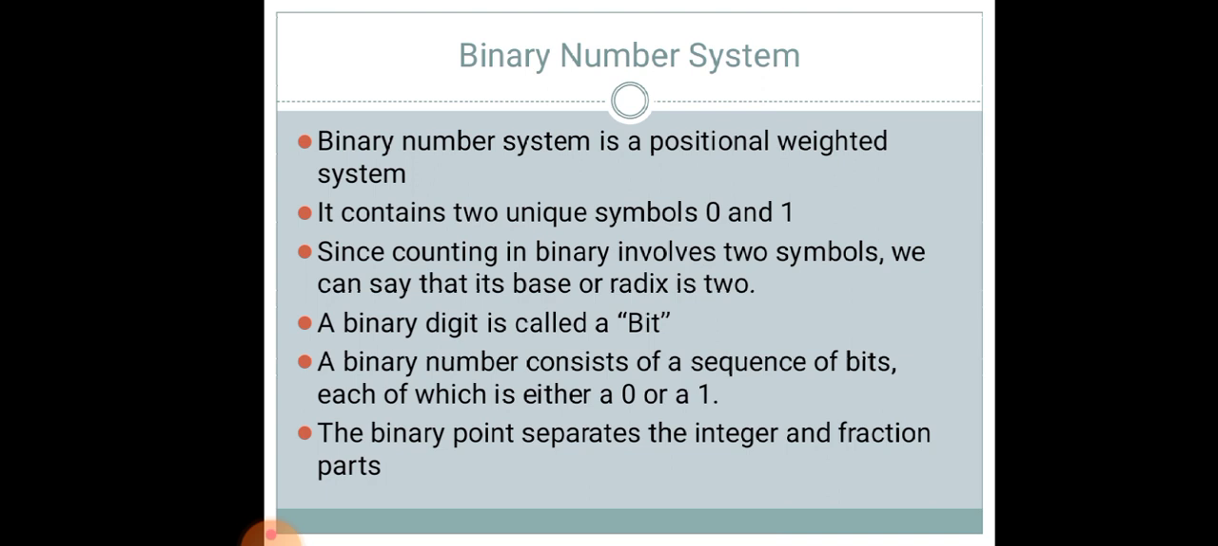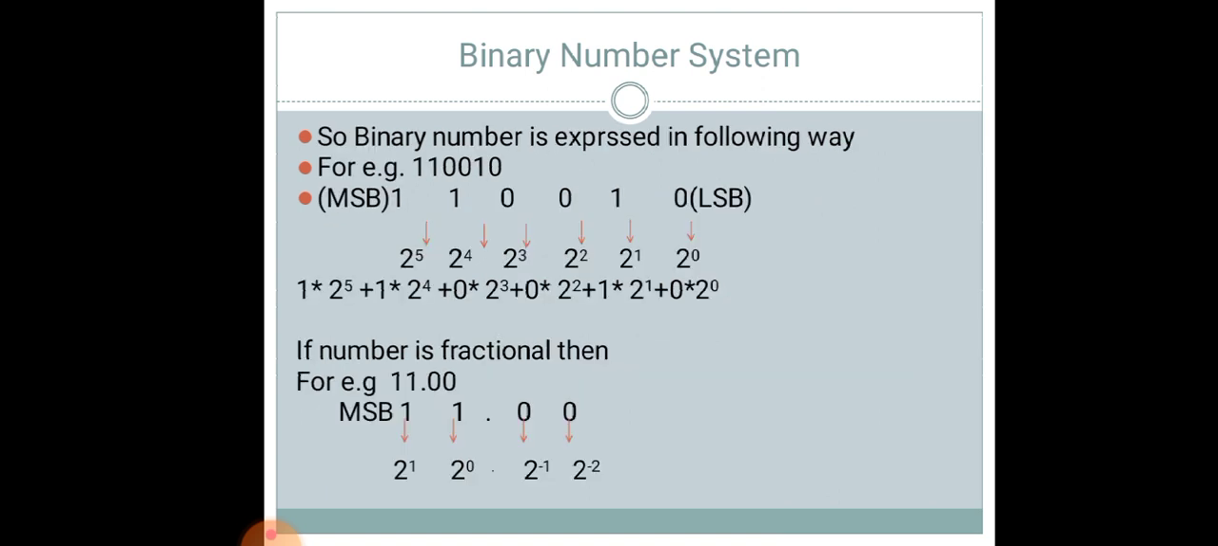Then just as in the decimal number system we call each number a digit, in binary, each digit is called a bit, right? So it is a series or sequence of bits, each of which is either 0 or 1. So this binary number system is used in a computer.